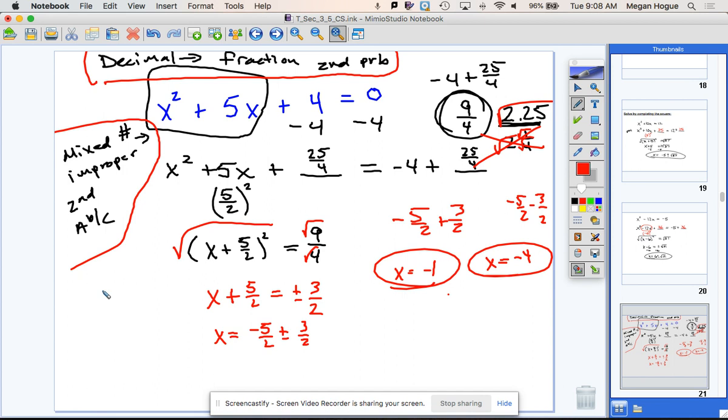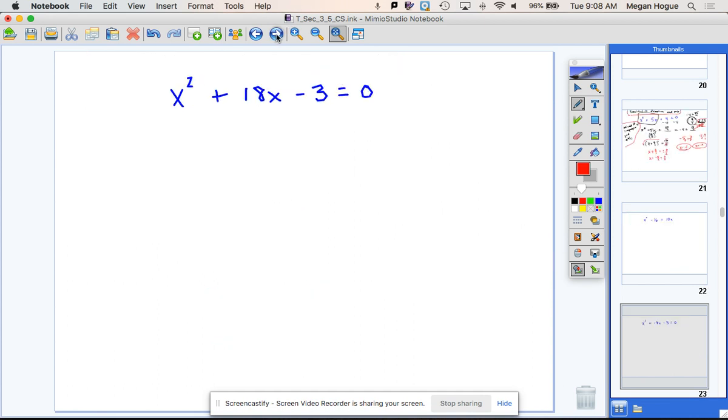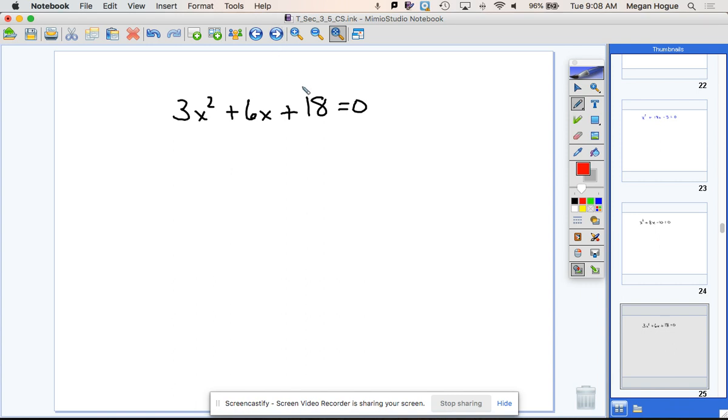All right, I want to do one more, and then I want to go back and get some directions on our yellow sheet. Oh, I was ambitious today. All right, here's the next one I want to do. 3x squared plus 6x plus 18 equals 0.